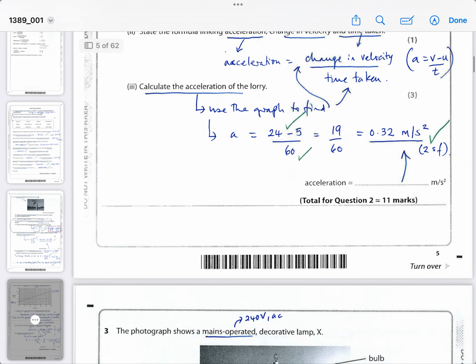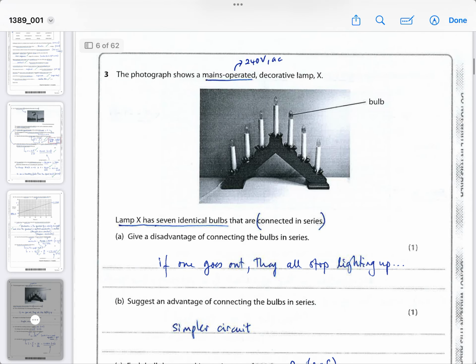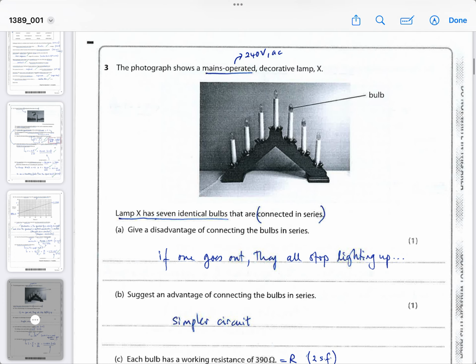So these are the first 2 questions we went through already, and here's question 3, which is on electricity. I'm redoing this with headphones to see if the sound quality is improved.